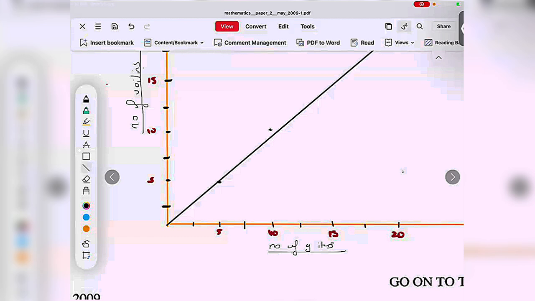So the numbers have to match. You have to go through 5, 5, right? And you have to go through 10, 10. So on the graph, make sure any number on the x matches the one on the y. All right, so the line we draw has to go through these points. So this line here becomes our line y equals x. I'm going to move the point here now.